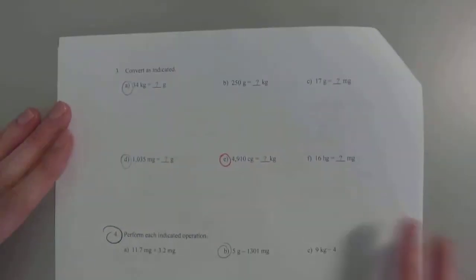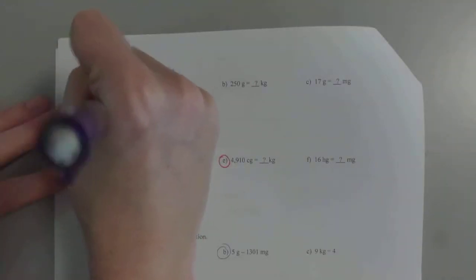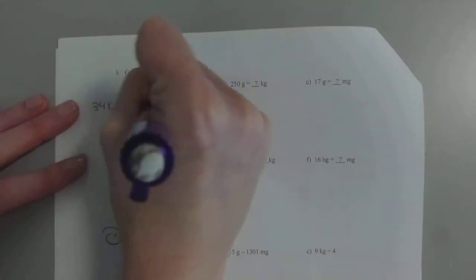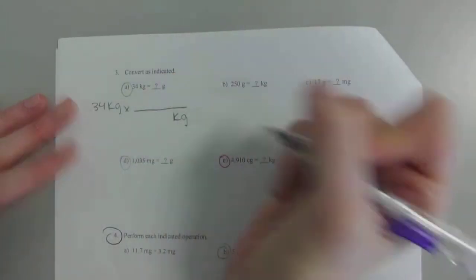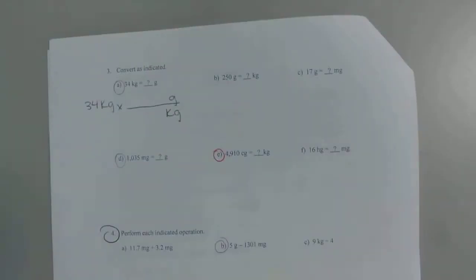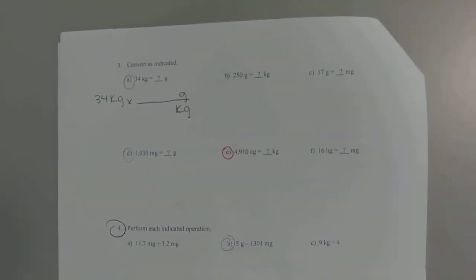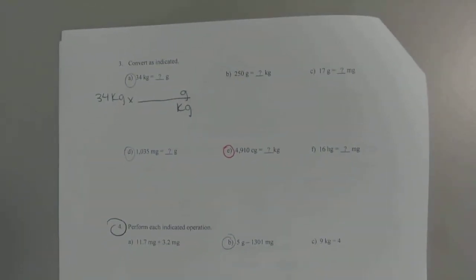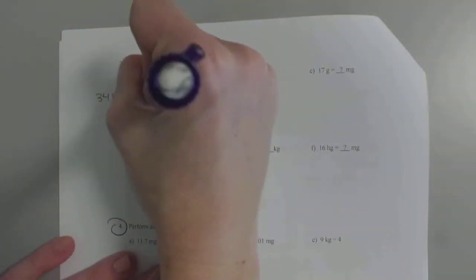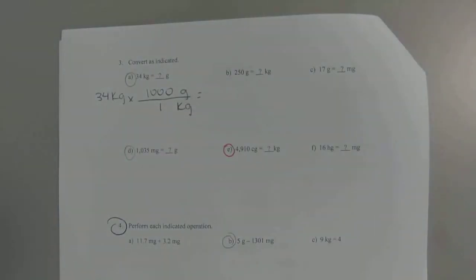So let's look at A. If you have 34, this gets really big. So kilograms are big. So if you have 34 kilograms, and you want to know how many grams that is, that's going to be a lot of grams, okay? So we want to get rid of kilograms, so he goes on the bottom, grams goes on top. And like I said, kilo means 1,000. So there's 1,000 grams in 1 kilogram. So where's the 1,000 going to go, on top or bottom? On top, okay? So we have 1,000 grams to 1 kilogram.